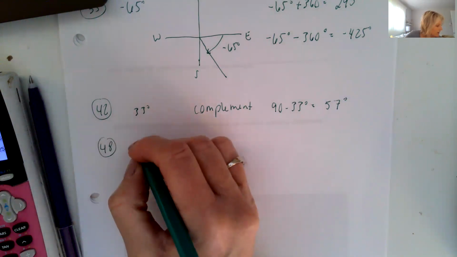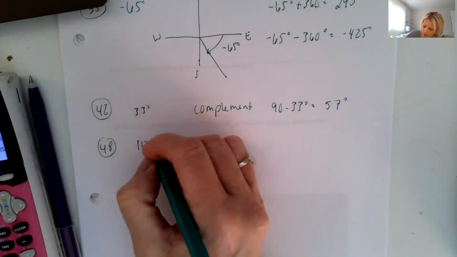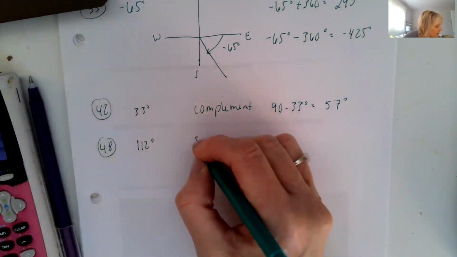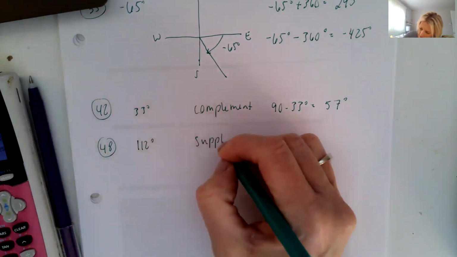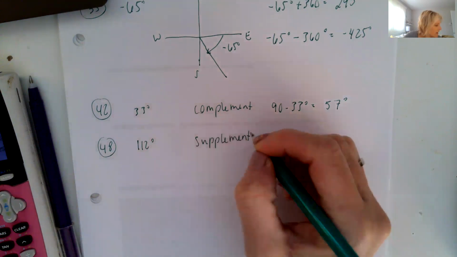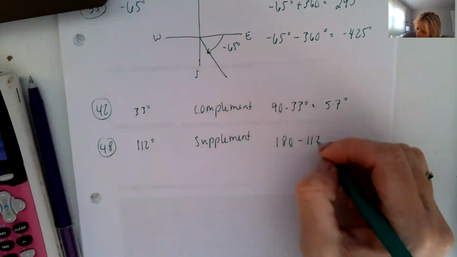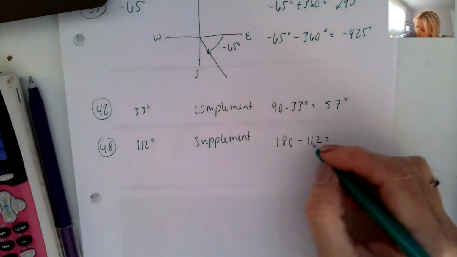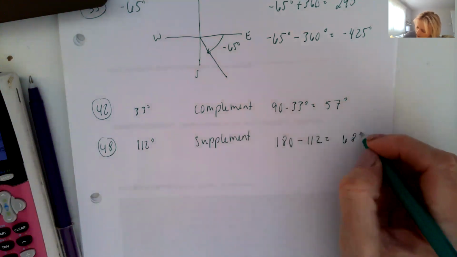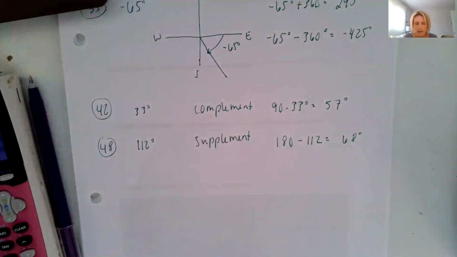And then let's look at number 48. 48 is 112 degrees, and they wanted us to find the supplemental angle there. And that would be the angle when added to 112 gets me to 180. And that's going to be a 68 degree angle will get me to 180.